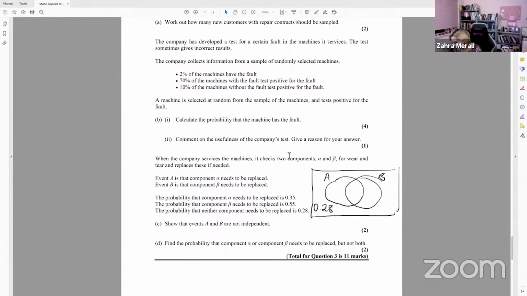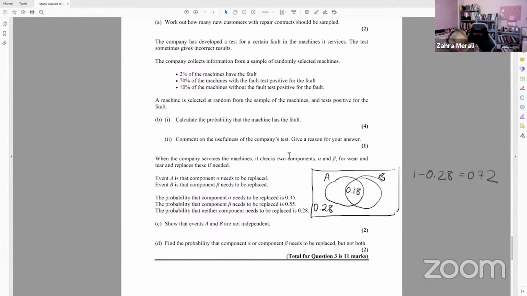So that means everything in the circle bits has to equal 1 minus 0.28, which is 0.72. Okay, so we know that's the case. We know the probability that A needs to be replaced, so the whole of A is 0.35, plus the whole of B, which gives you 0.9. But we've only got space for 0.72. So if we minus the 0.72, that's going to give us the amount that's in the middle.